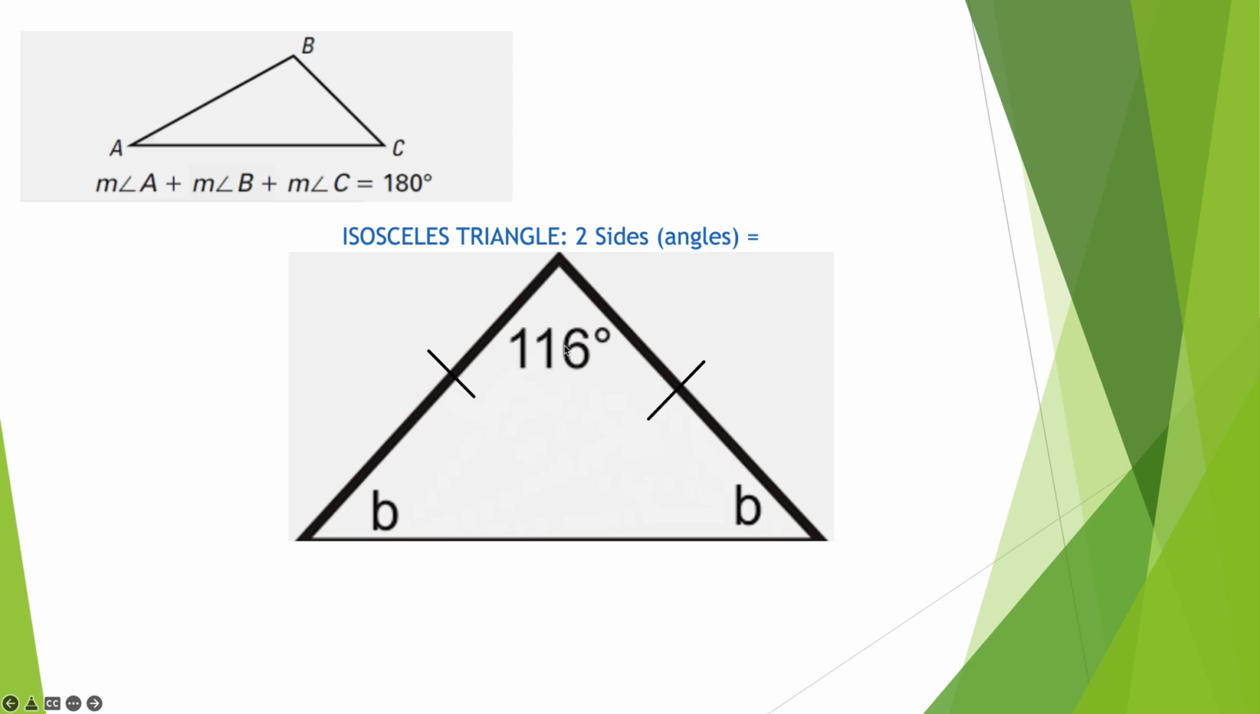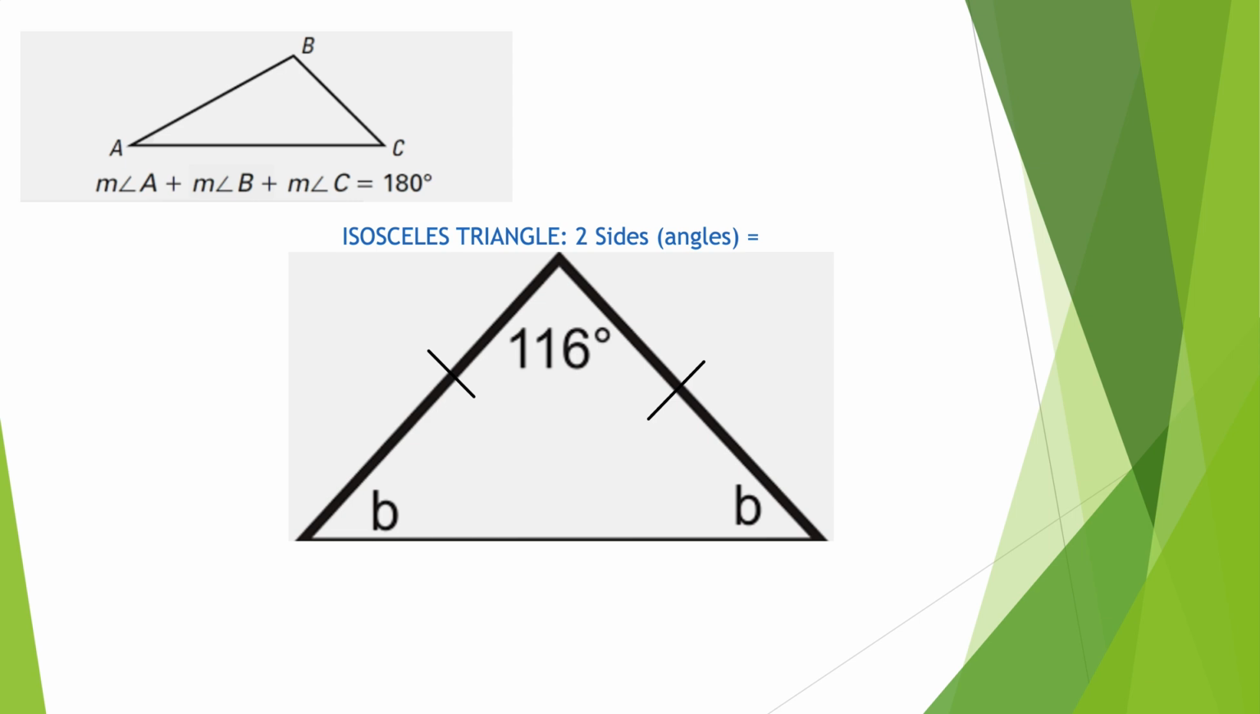This 116 up top is often called a vertex angle. So the vertex angle is the one by itself. The two base angles of an isosceles triangle are across from the congruent or equal sides, and those base angles are always equal. So given that those base angles are equal, and given that the vertex angle is 116, find the value of B.